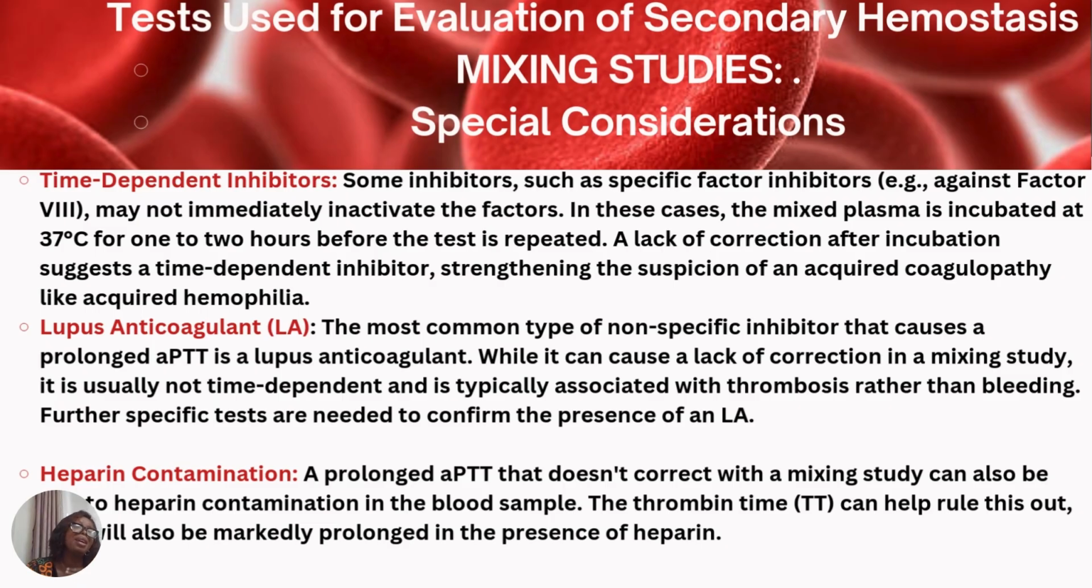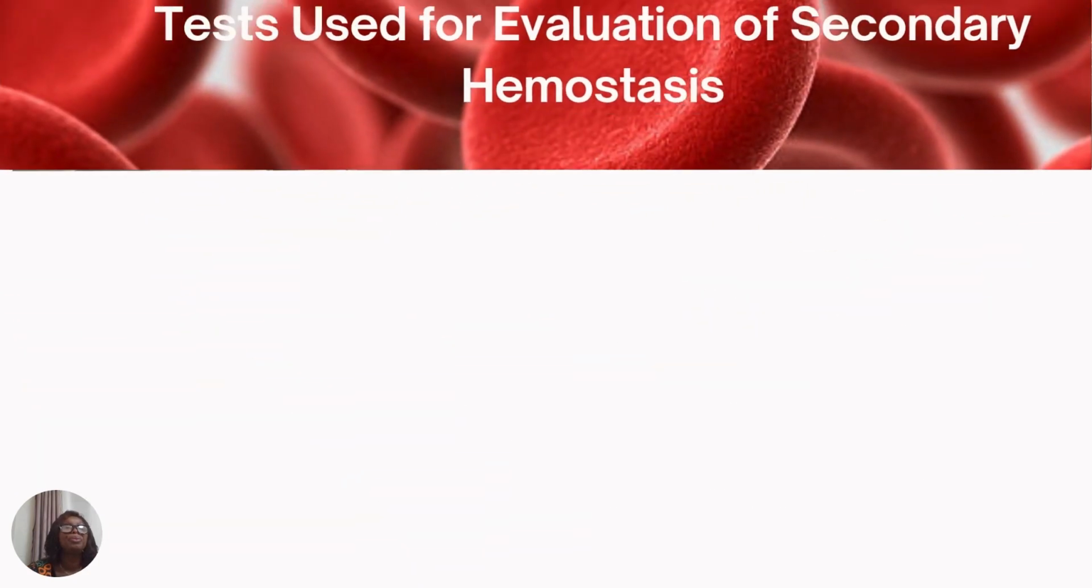We have heparin contamination. A prolonged activated partial thromboplastin time that does not correct with a mixing study can also be due to heparin contamination in the blood sample. The thrombin time test can help rule this out, because the thrombin time can also be prolonged in the presence of heparin contamination.